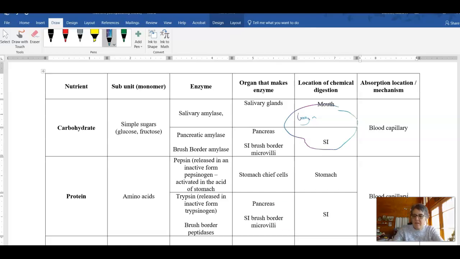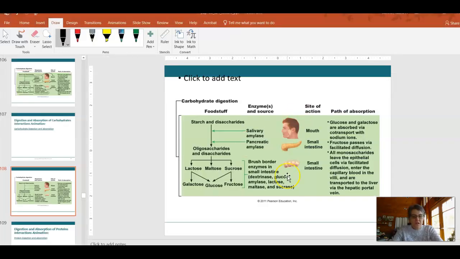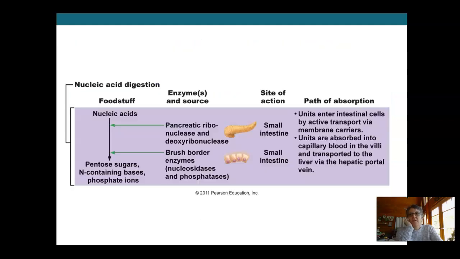Okay, so let's see where we're up to. All right, so let's go back to this guy. Okay, nucleic acids there. Digesting DNA and RNA, I have the ribonucleases and the deoxyribonucleases coming off of the pancreas and the small intestine and the brush border. And these are also going to the blood capillary.